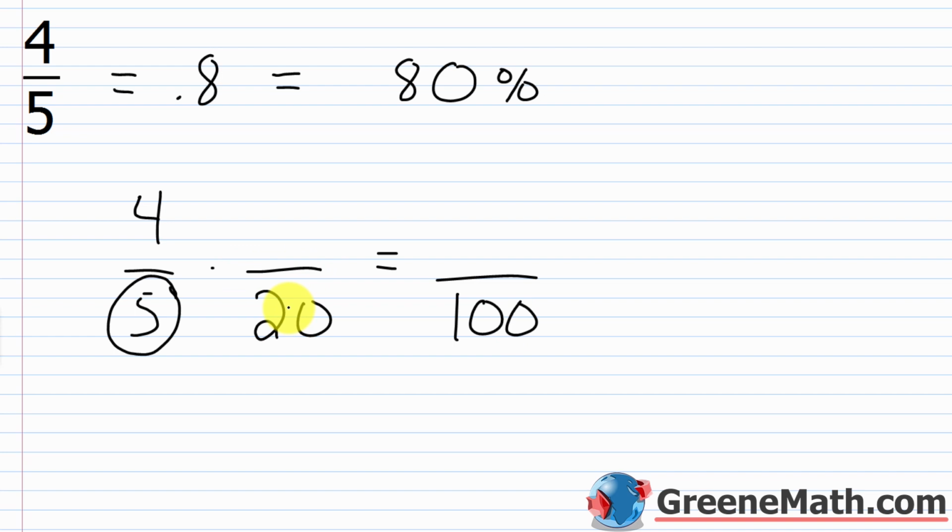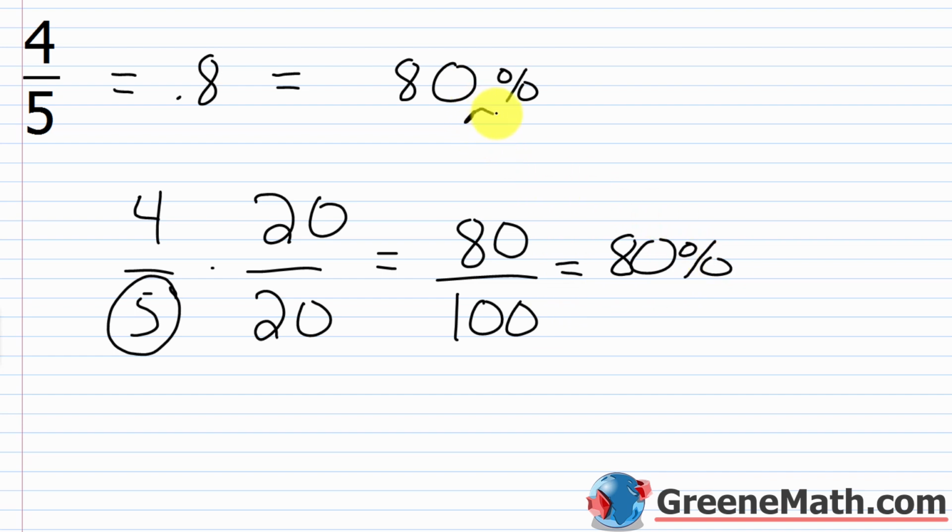If I multiply the denominator by 20, I also have to multiply the numerator by 20 so that I have an equivalent fraction. So 4 times 20 is 80 over, again, 5 times 20, that's 100. So now I have a fraction whose denominator is 100. And when this occurs, we just simply take the numerator, which in this case is 80, and we follow it up with a percentage symbol. So we get the same answer either way, 80%.